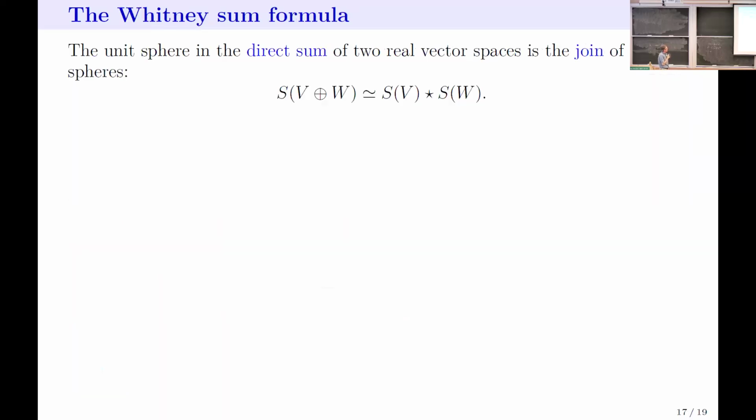Okay, let me quickly do this. I want to talk about the Whitney sum formula. So when you take the direct sum of two vector spaces, the unit sphere of the sum is the join of the unit spheres. That's why joins are coming up here.